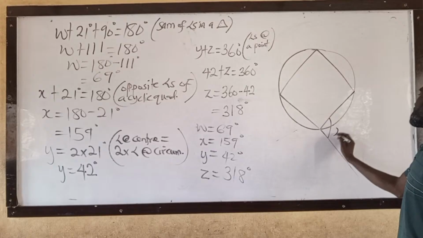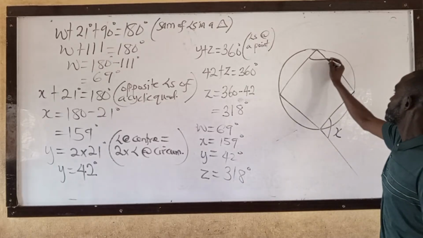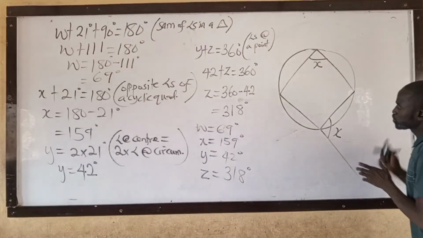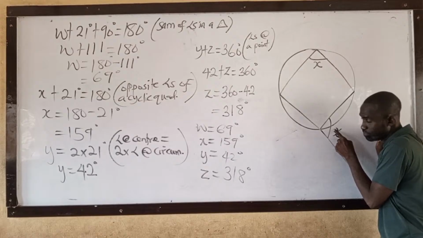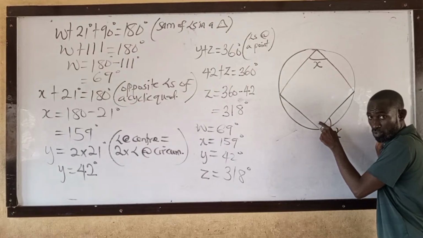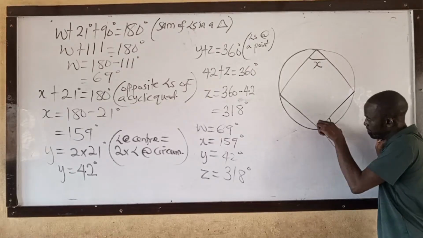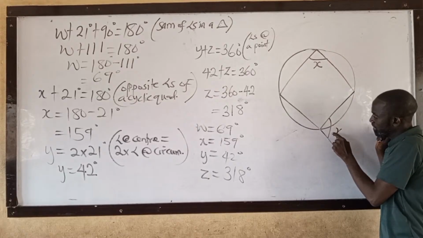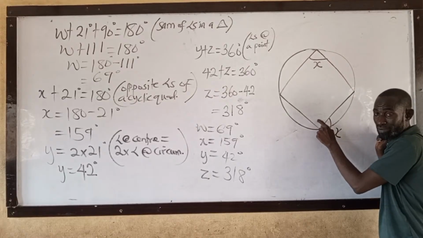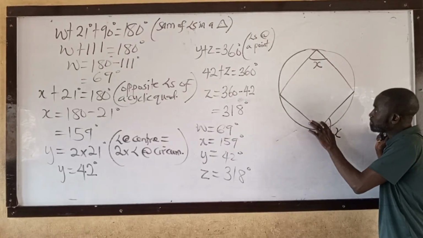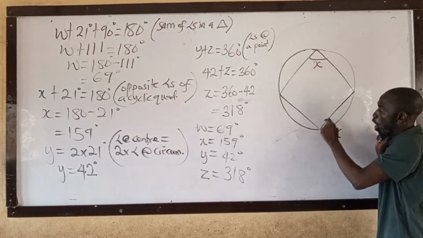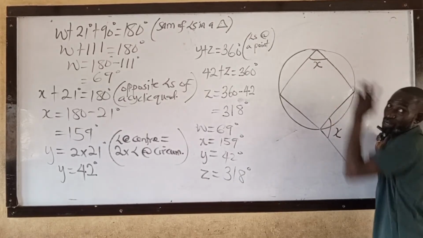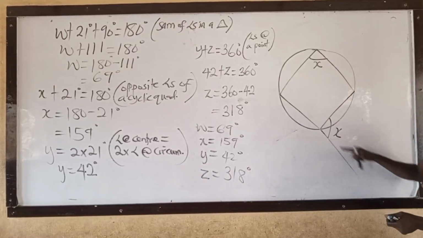If this base is x, this angle is also x. You know the reason? Suppose this one is 70, what will this be? 110, because this is a straight line. The sum of angles on a line is 180. This one is 70, so this one will be 110. 70 plus 110 is 180, opposite angles of the cyclic quadrilateral. So this one is 110, and this one will be 70.